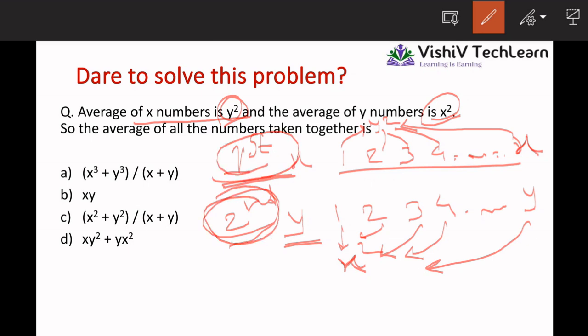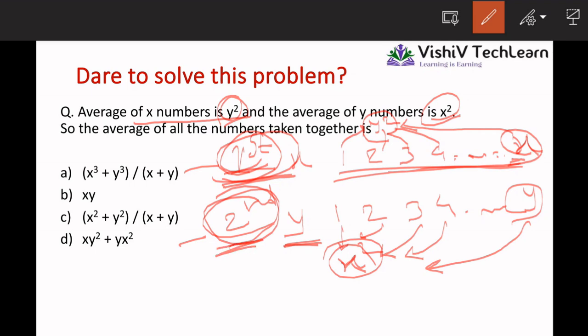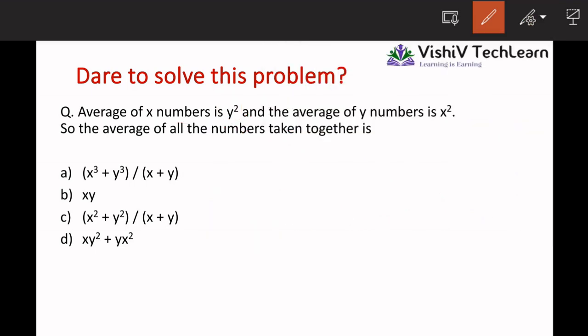Now if we have to make the total of the first group, how can we make it? We have x numbers in the first group, so x multiplied by y square will be the total of the first group. Similarly, in the second group there are y numbers, so y multiplied by x square will be the total of the second group. When we add the totals of both groups, the question asks for the average of all numbers taken together, so we need to add the total values of the first and second groups.